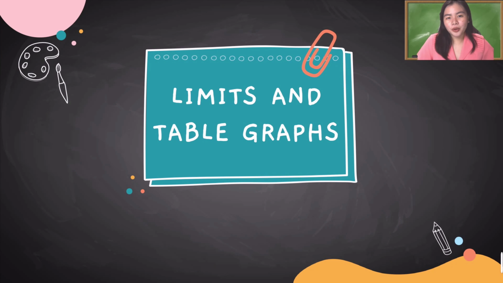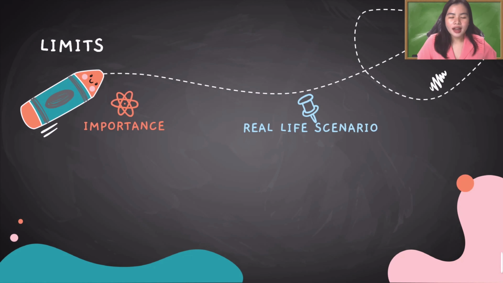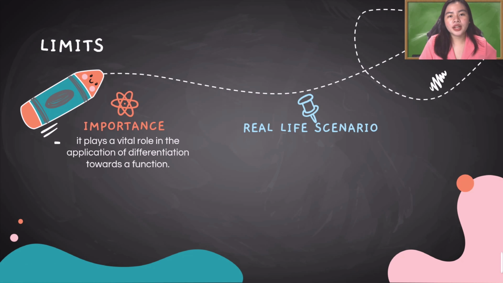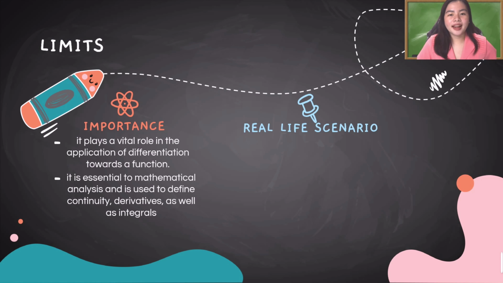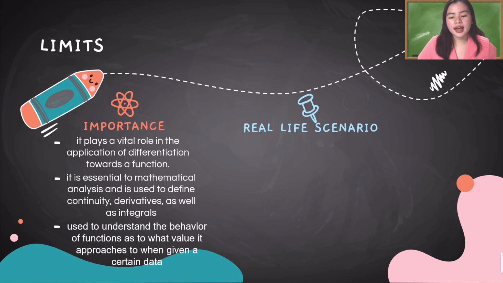So everyone has their own limitation. Knowing your own limit helps you to understand why some things are favorable to you and some are not. In this branch of mathematics called calculus, limit is one of the most important lessons that you need to understand because it plays a vital role in the application of differentiation towards a function. It is essential to mathematical analysis and is used to define continuity, derivatives, as well as integrals, which we will discuss later. So it is also used to understand the behavior of functions as to what value it approaches when given a certain data.